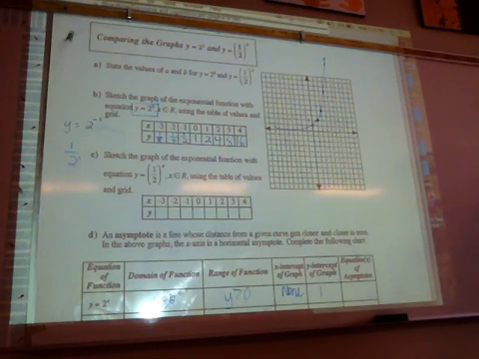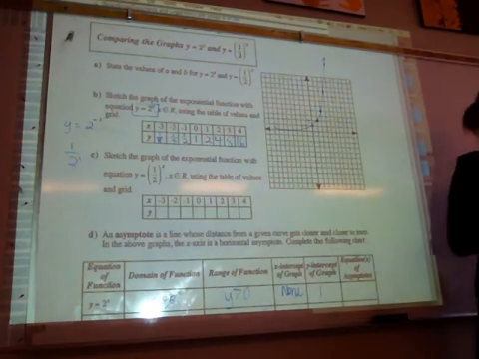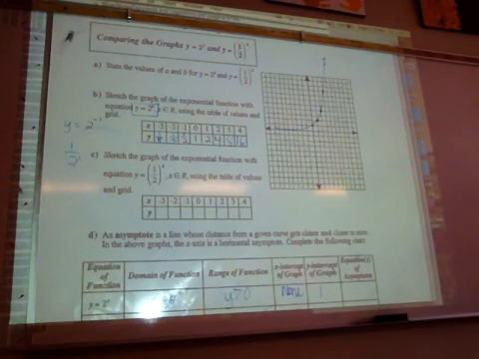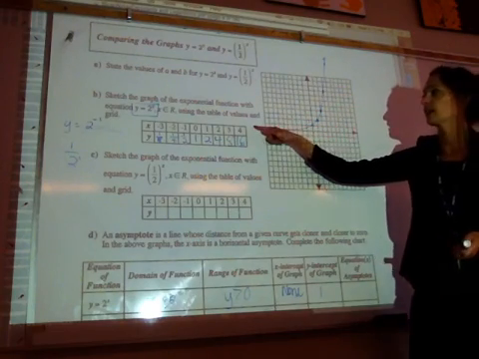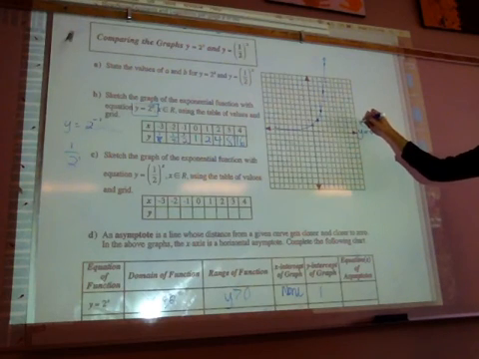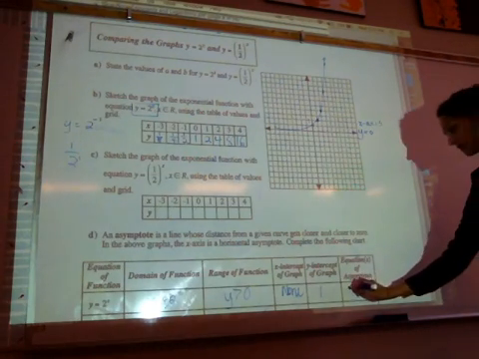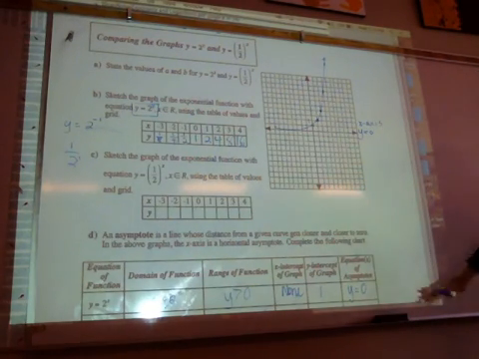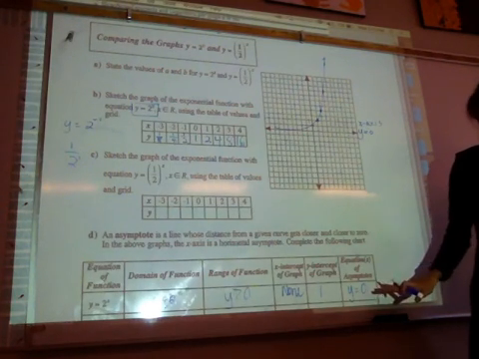Now, just a bit of review from last year, we introduced the concept of an asymptote. An asymptote is basically a line where the graph or the function is going to approach this line, but it's never going to actually touch it. So it's just the equation of the line where the graph is approaching. So this graph is approaching the line of the x-axis. The equation of the x-axis is y equals 0. So the equation of our asymptote is y equals 0.